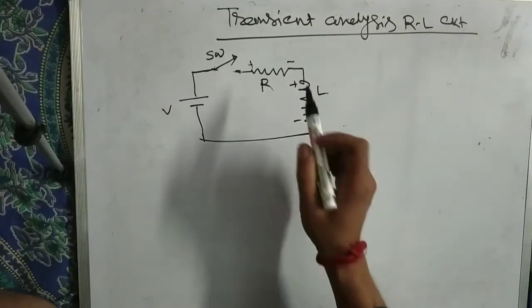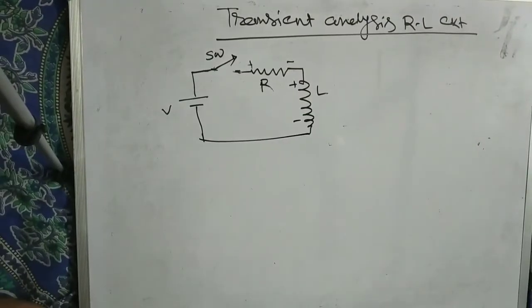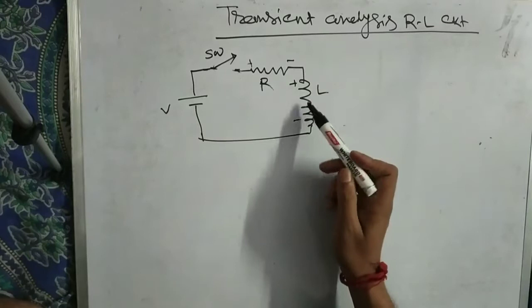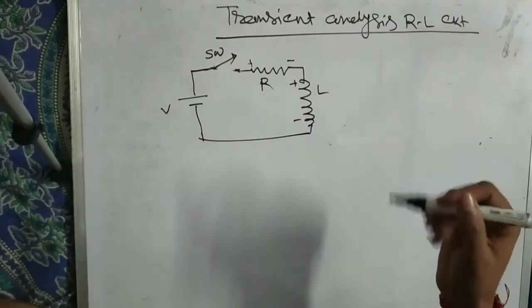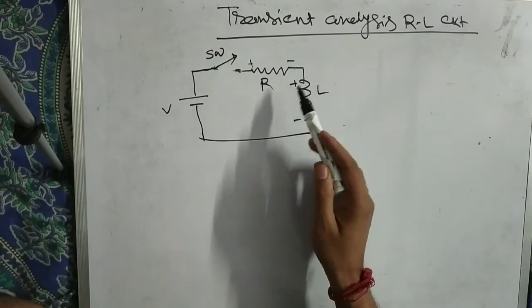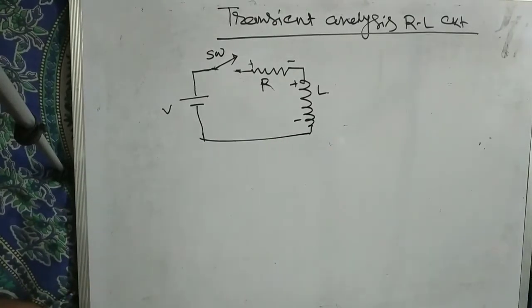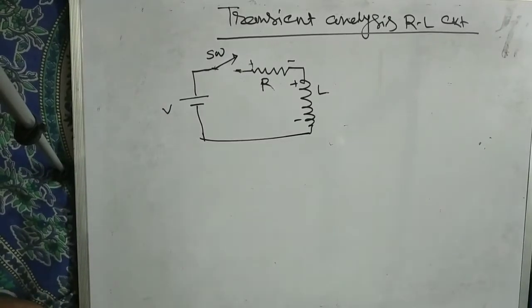Today we will be discussing transient analysis of RL circuits. As we all know, the inductor has a special capacity: it can store energy and then release energy. When an energy storing element is present in any circuit, the circuit takes time to reach steady state, and there is some disturbance or instability in the system.